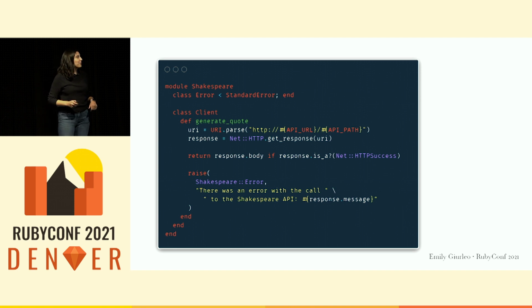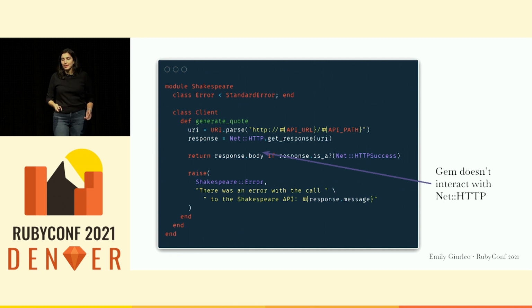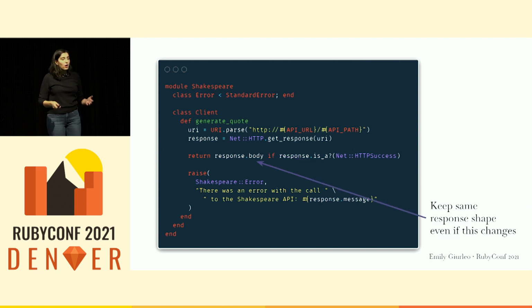First, I'm going to show you the Shakespeare client that I wrote to encapsulate this network request. So you'll notice that a lot of the code on this slide is the same as the previous slide. The only difference is that it's in its own class, which has some awesome benefits. The first is that the gem no longer has to interact with net HTTP. It no longer needs to know exactly how this network request is implemented. It also no longer needs to know the exact response shape from the API. So if I ever go and change that response shape, I can keep all that complication within this class and leave the rest of the gem the same.